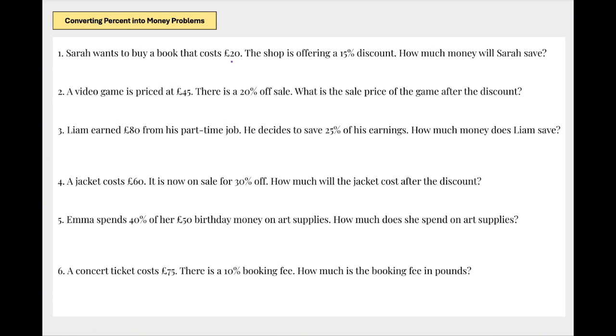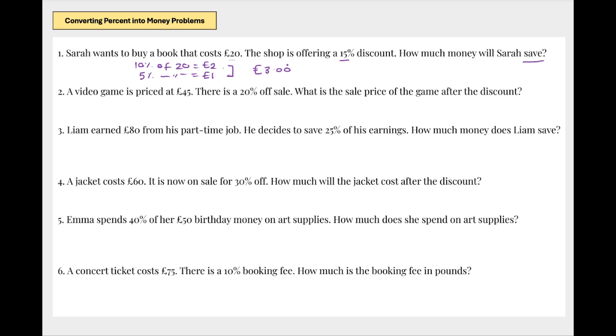So Sarah wants to buy a book that costs £20. They're offering a 15% discount. How much is she going to save? So let's work out what 15% of £20 is. We know that 10% of 20 equals £2, and we know that 5% is £1. So in total, she saves £3. It's as simple as that. That literally is as simple as that.